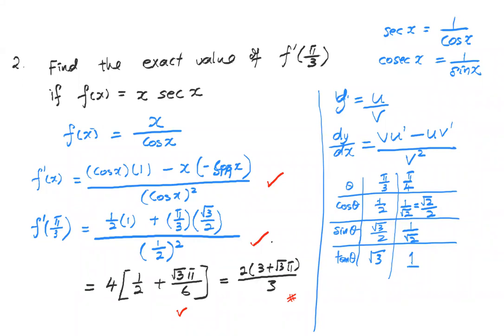What is another special angle that you must know? Pi by 6. Yeah. You see pi by 6 and pi by 3 is the reverse. Here is √3/2. Here is half. And here is 1/√3 or √3/3.